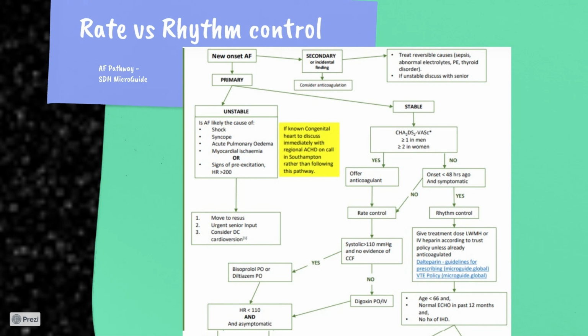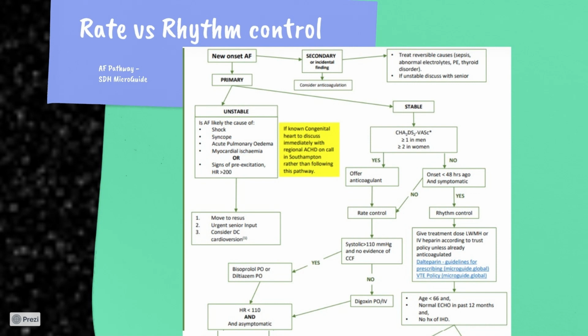So for rate control, if the patient has a decent systolic blood pressure, so for example more than 110, and there's no evidence of cardiac failure, we would consider bisoprolol or diltiazem. If these features are not present, we would consider digoxin. Following the treatment, if the patient has a heart rate of less than 110 and remain asymptomatic, we can consider discharge.